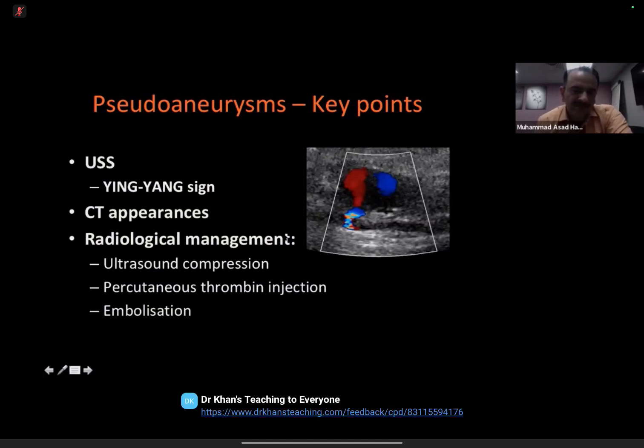Okay, so key points are, ultrasound, you can make a diagnosis, yin-yang sign, you can see swirling blood within the pseudoaneurysm. CT is usually typical, radiological management can include compression, thrombin injection, or embolization.